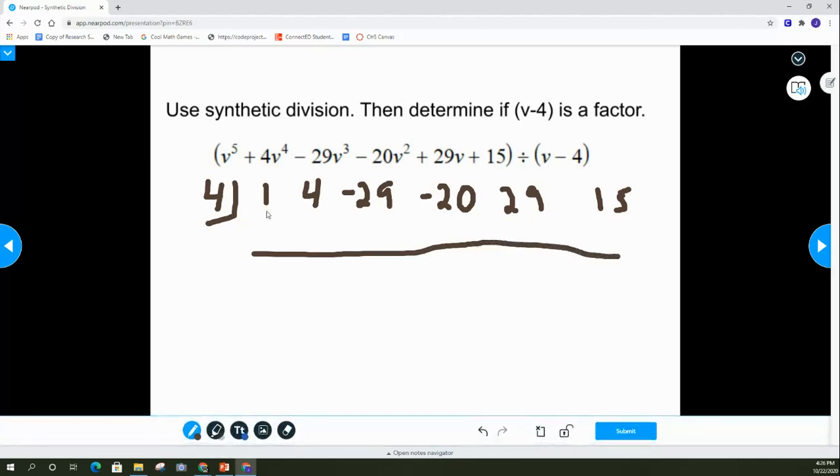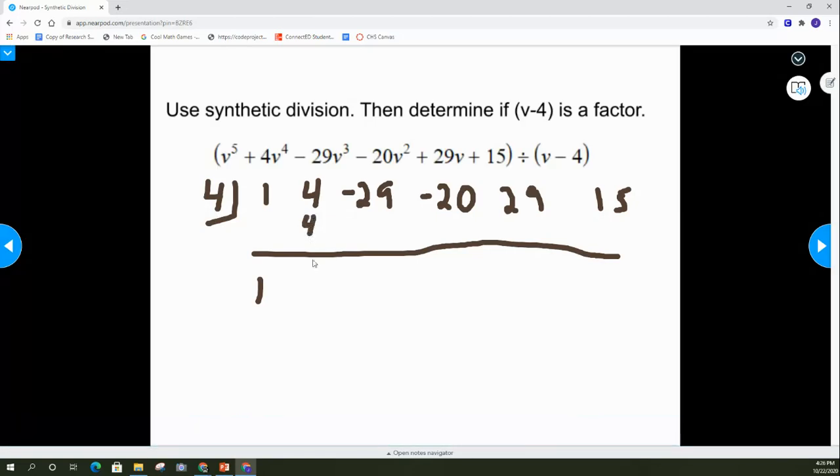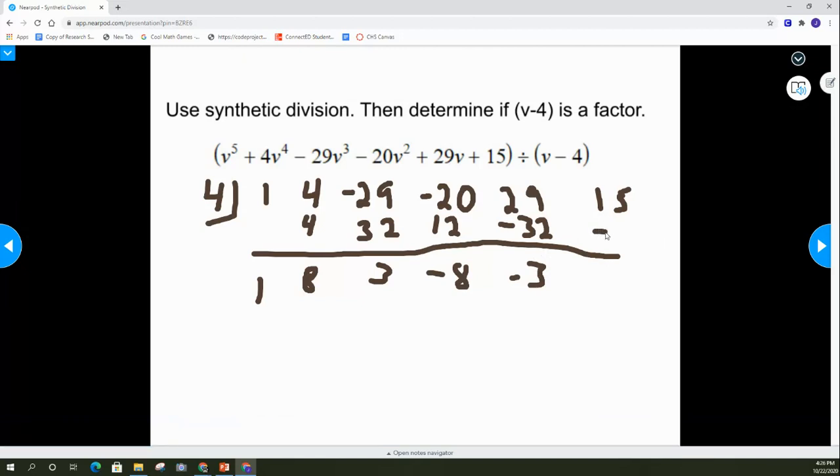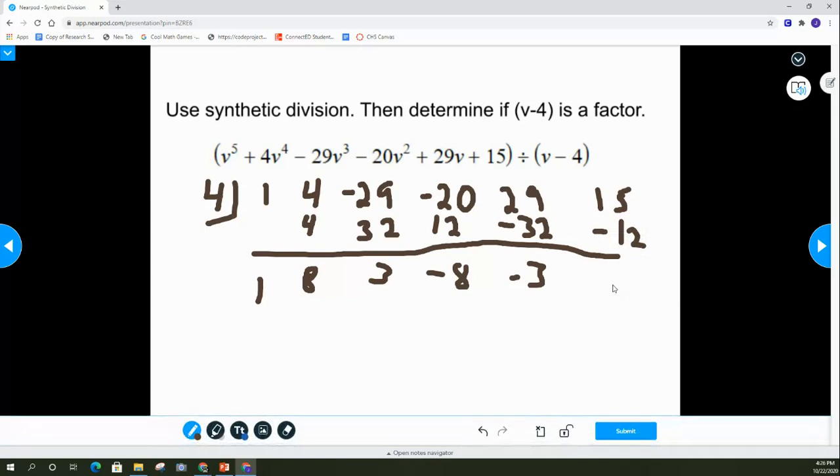All right, bring down the first one, multiply, add, multiply, add, multiply, add, multiply, add, multiply, add.